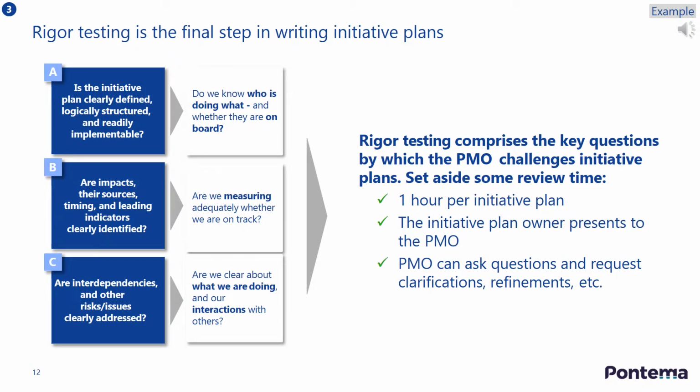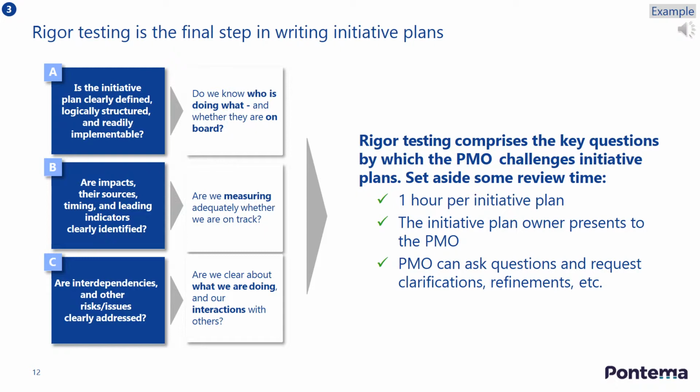The last step in initiative planning focuses on rigor testing, which is really about pressure testing your plans to reduce any risks. Rigor testing ensures that important questions are asked and answered up front. For example, is the initiative plan clearly defined, logically structured, and readily implementable? Do we know who's doing what and our interactions with others? Are the impacts and expected timings clearly identified? Are we measuring adequately whether we are on track?